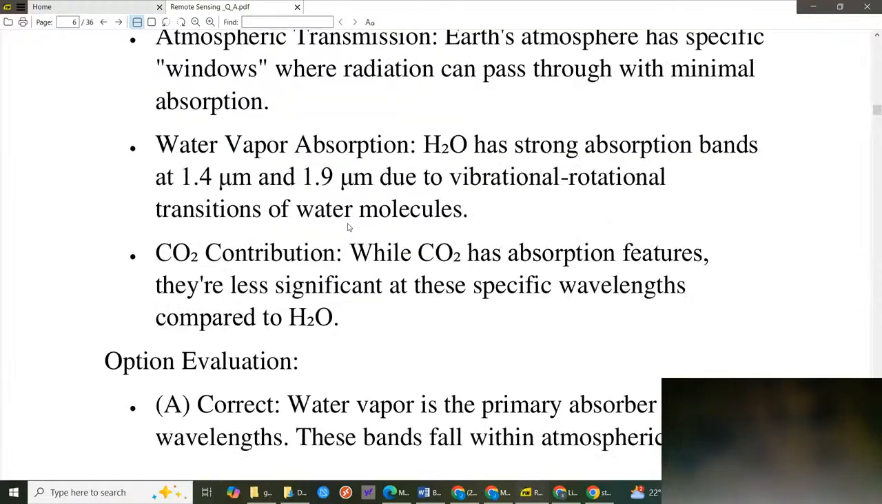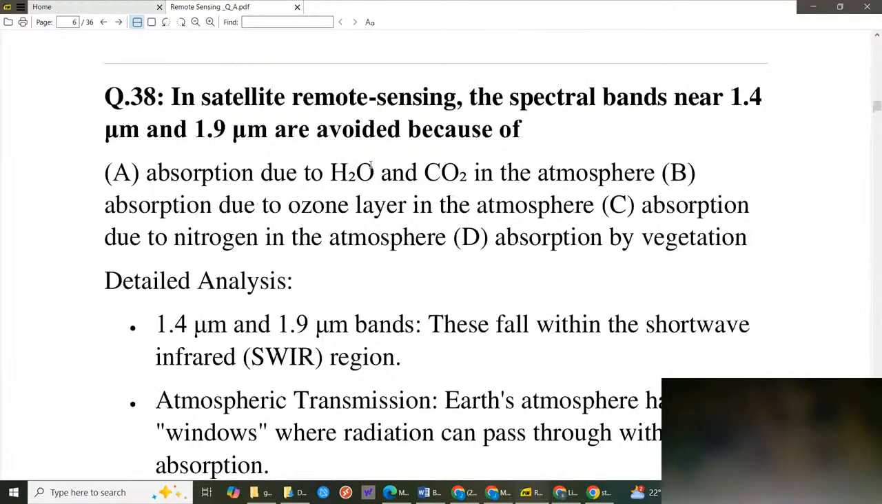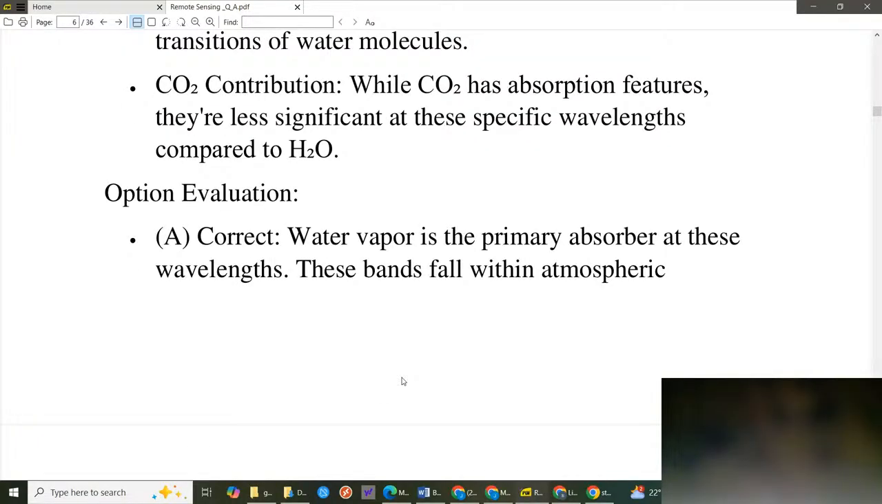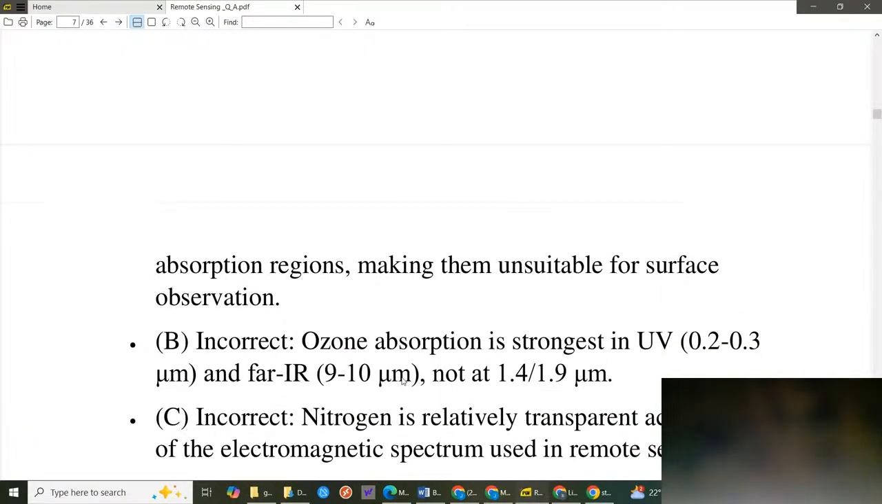It means the absorption is due to H2O and CO2 in the atmosphere. Water vapor is the primary absorber at these wavelengths. In SWIR, the water wavelength has been absorbed. These bands fall within the atmospheric absorption regions, making them unsuitable for surface observation. B is incorrect: ozone absorption is strongest in the UV and far infrared, around 9 to 10 micrometer, and not at 1.4 or 1.9 micrometer.